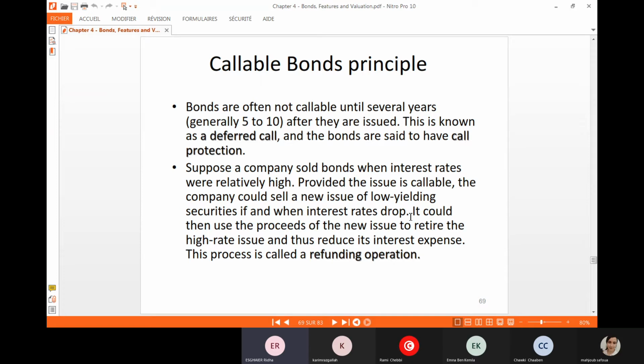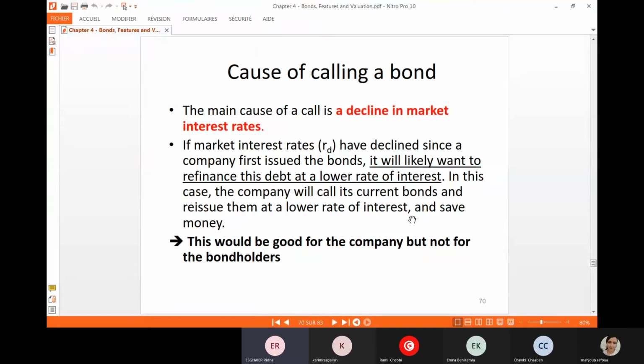The amount I took when I sold these bonds is used to buy back, to call the old bonds, because they pay a lot of interest, 10% interest. And this way I can reduce my interest expense. Of course this will happen only if the interest rates in the market drop. And of course this operation is profitable for the company, not for the investors. The bondholders, it is not in their favor. So this is good for the company but not for the bondholders.